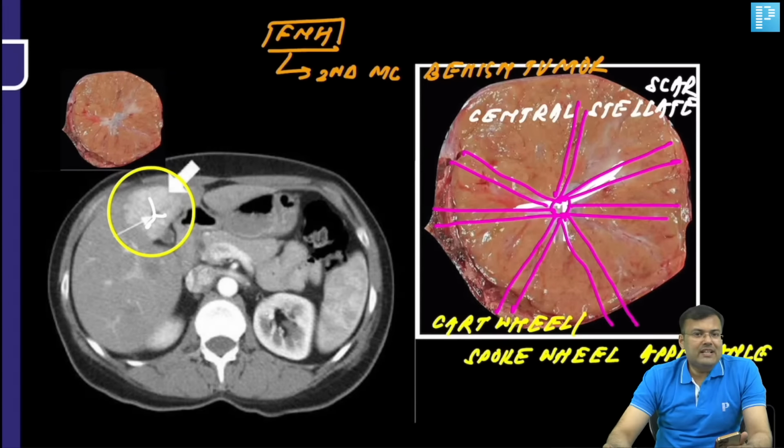So, central stellate scar on CT and cartwheel or spoke wheel appearance on angiography are typically seen in FNH. What is the name? Focal nodular hyperplasia.